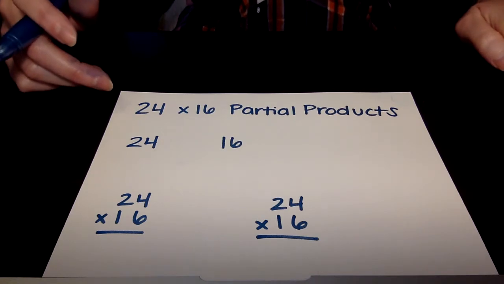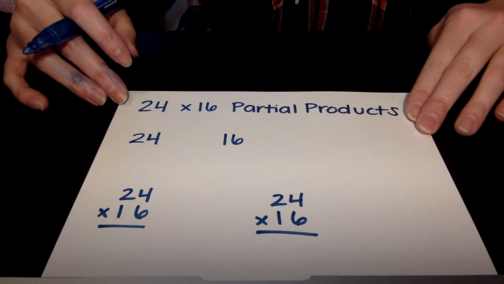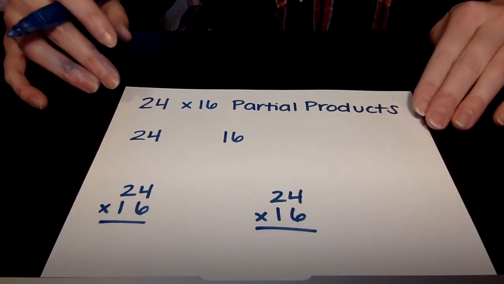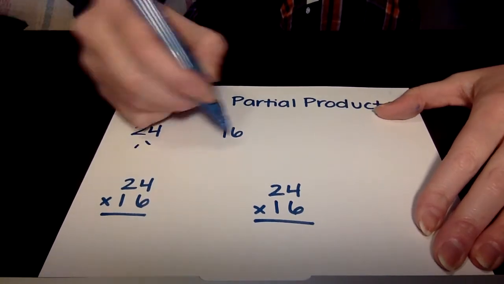So let's cover partial products really quickly. This is just a more efficient way of multiplying. It's very similar to the area model, so you're going to see a lot of things that you recognize already. First step, just like before, is to break your numbers apart by place value.